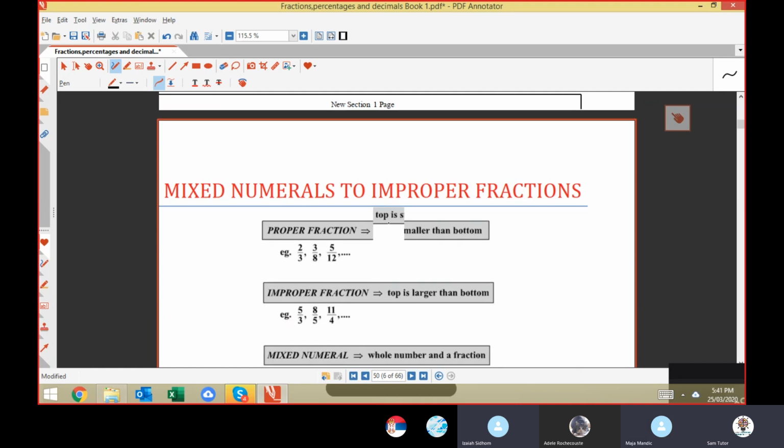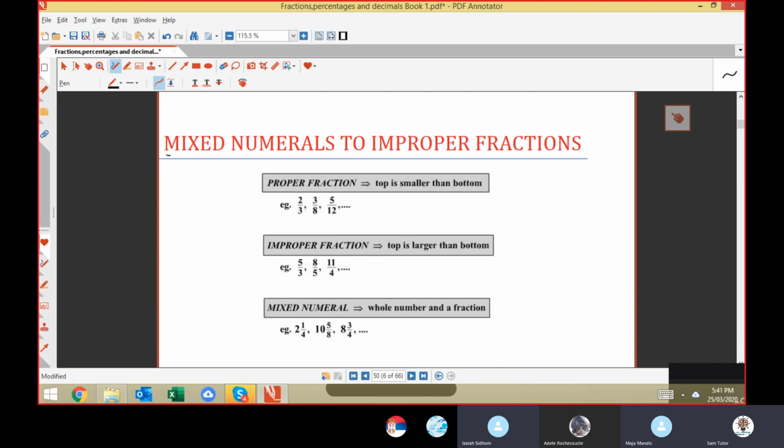All right, we're doing well. Mixed numerals to improper fractions. All right, let's recall that. Bobby, are you back yet? No, he's not. He thinks on mute still.